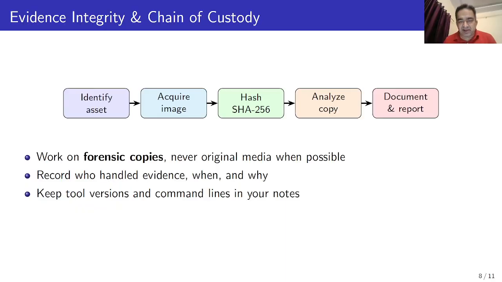Evidence integrity and chain of custody. This horizontal pipeline, identify, acquire, hash, analyze, copy, document, reinforces forensic hygiene. Always prefer working on hashed forensic copies, record custodianship, and note tool versions and commands. For example, imaging PhysicalDrive1 to case2026.E01, computing SHA-256, verifying the hash after transfer to the analysis workstation, then parsing only the verified copy with the MFTECmd tool, so defense counsel cannot claim the evidence was altered during analysis.